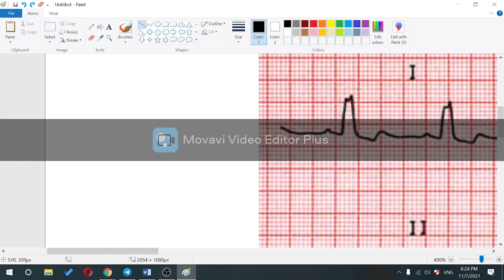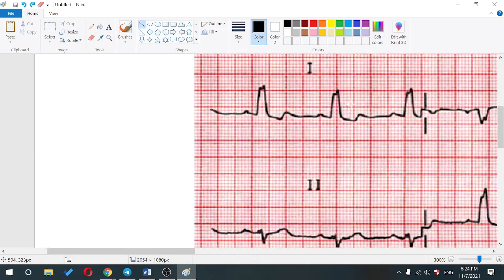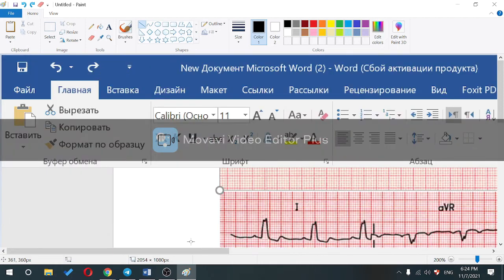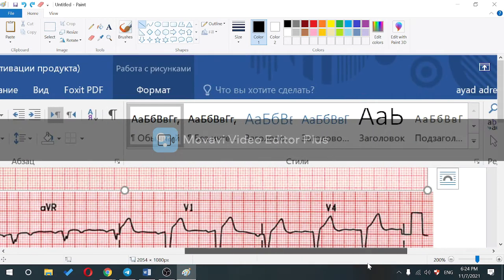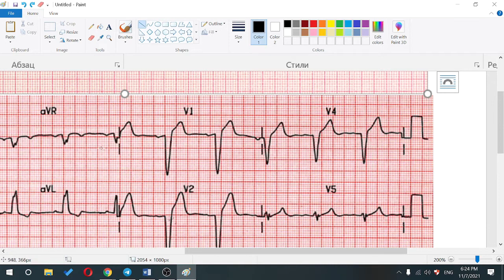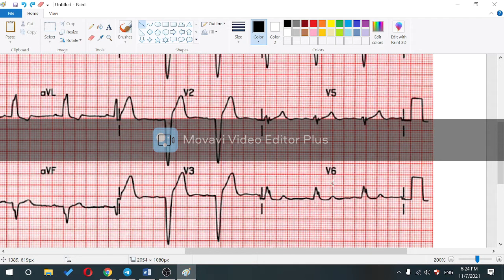Can you see this little notch at lead number one? There is a little notch at the QRS complex, like dentation of the, yeah. Okay, so you are thinking about a bundle branch block. Let's look at V1. Well, does the V1 have the bunny ears? No, it does not have the bunny ears. Okay, so does lead V6 have the bunny ears? Yes, it has the bunny ears. So what is it?